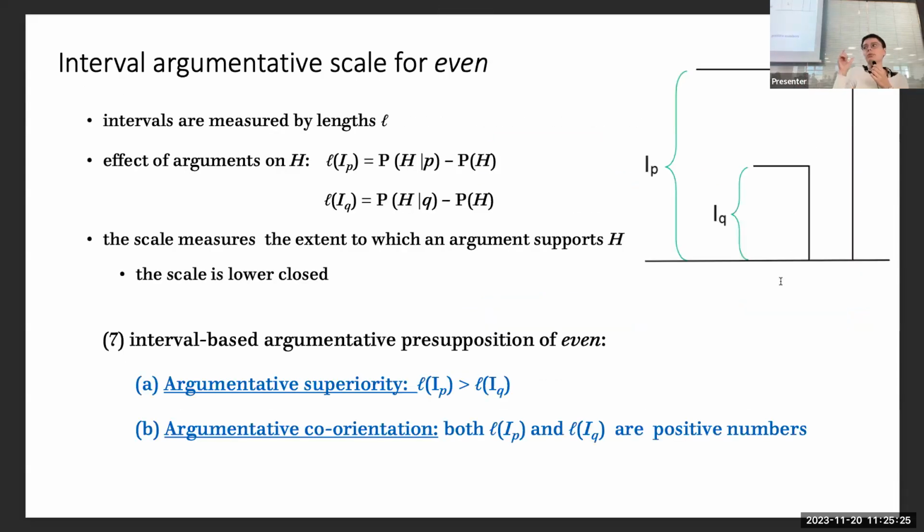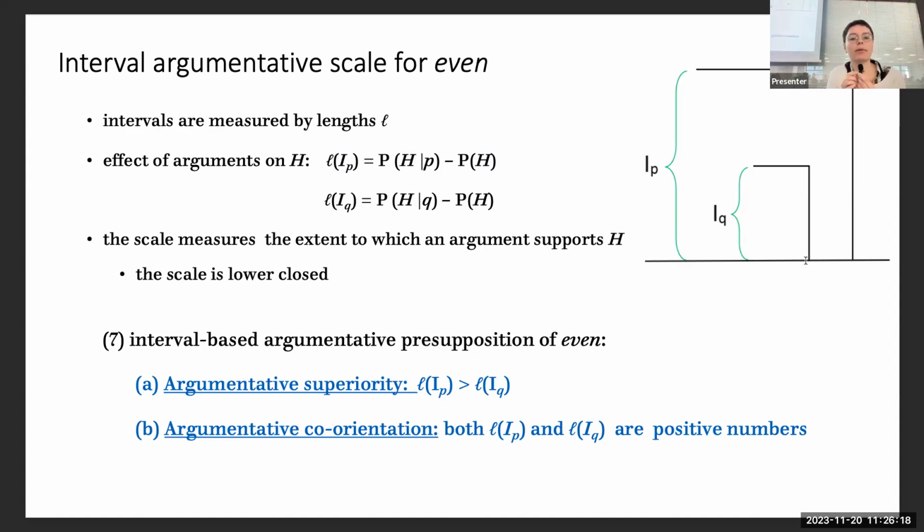So in order to claim that, we have to make another step, which is introducing the interval argumentative scale for EVA. The intervals are measured in terms of length. So the length L of intervals is a numeric value associated with each interval. And the intervals show the effect that each argument has on the hypothesis, and we can measure them in terms of length. So the length of the interval associated with an argument P is the difference between the posterior probability and the prior probability, which is in fact the effect that the argument P has on the hypothesis. And the same goes for Q.